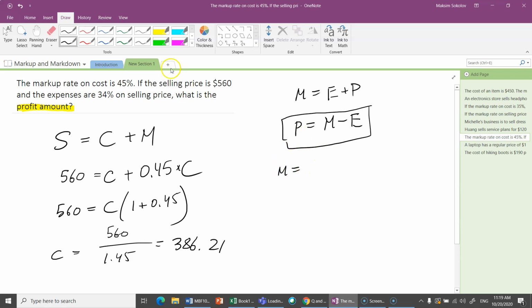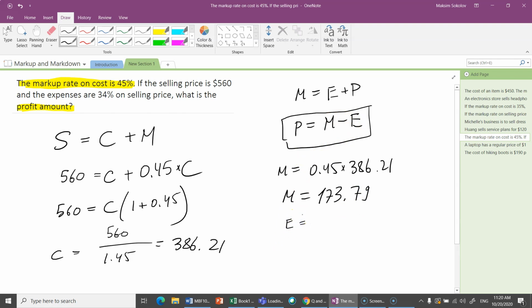Markup amount is 35% on cost, right? So that's what we're given here. Markup rate is 45% on cost. So therefore, markup amount is 0.45 times cost, which is 386.21. We already found that cost. Therefore, we can put it in here. So markup amount is 173.79.